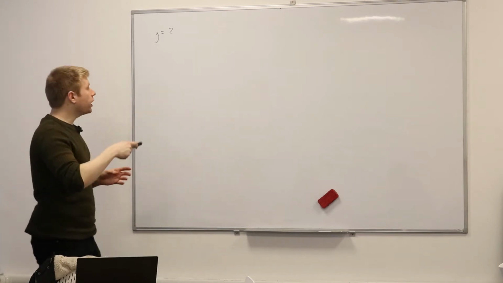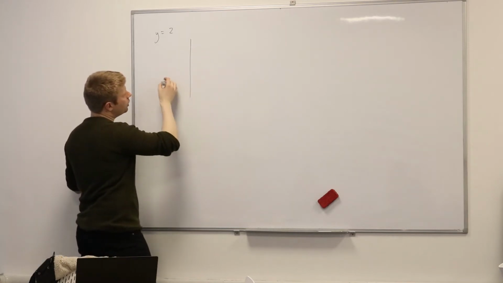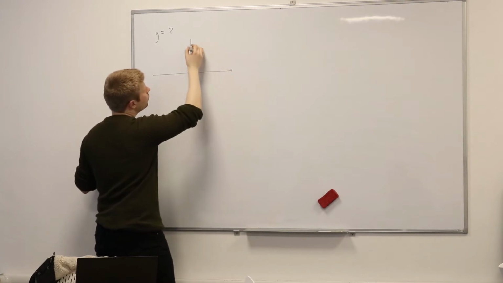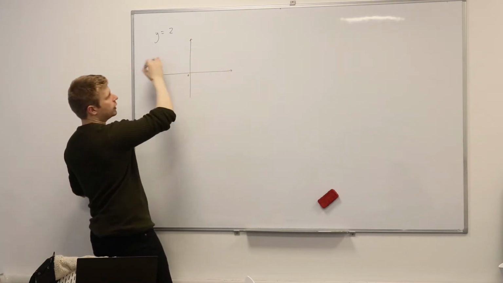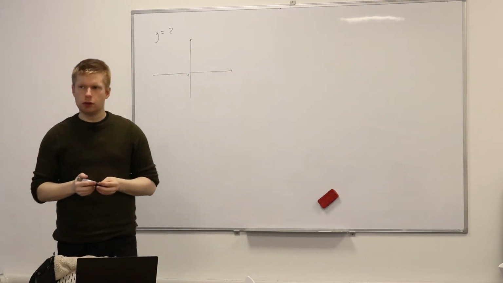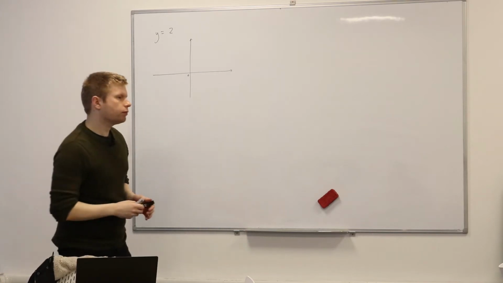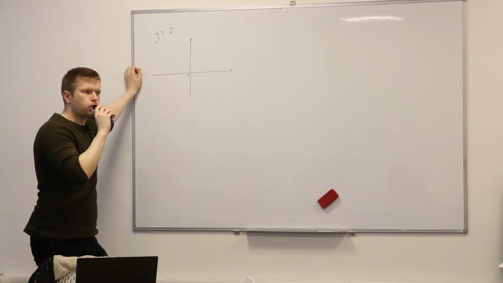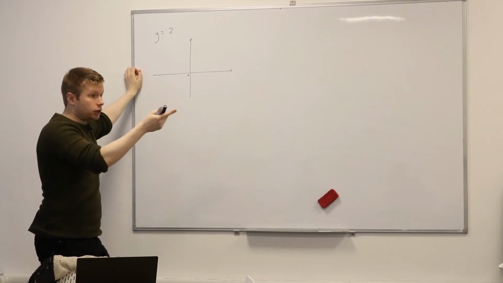It's horizontal, right? So, okay, how do we know that it's horizontal? So horizontal is like that. How do we know it's horizontal? What is this literally saying? Yeah, good. That's one way of thinking about it.